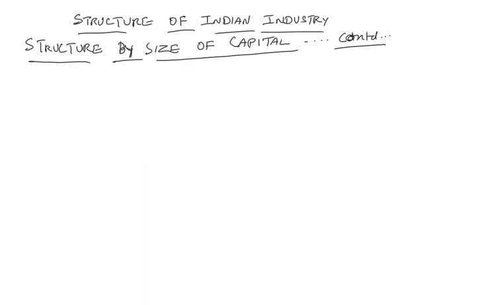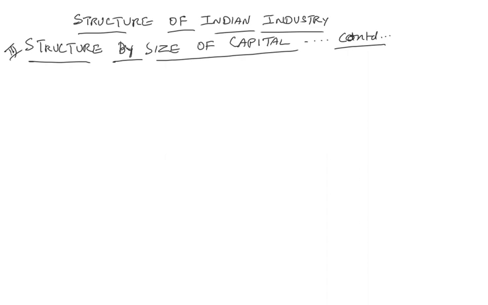So we'll continue with the structure of Indian industry. We finished structure in terms of usage, that is the basic industries, the industries producing consumer goods, and the industries producing intermediate goods. Second is structure based on the type of ownership: public sector undertakings, private sector undertakings, and joint sector undertakings, which we have finished. And the third, structure based on the size of capital, we have finished the mega industries, large industries, medium, small, and micro enterprises, and ancillary industries.